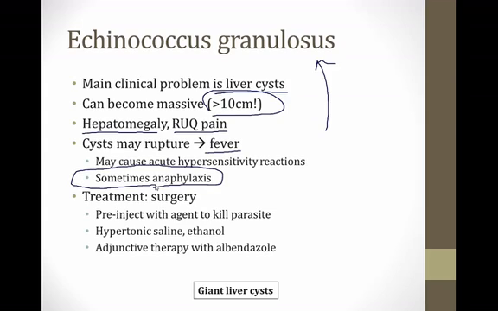You have to treat these with surgery, and one interesting thing they do is they pre-inject the cyst with an agent to kill the parasite so that it doesn't spill all over the body and trigger a reaction when they open up the cyst. They often inject it with hypertonic saline and ethanol, and this will kill the helminth. And then after surgery, they give adjunctive therapy with albendazole. And the main thing to remember about echinococcus is that it causes giant liver cysts.